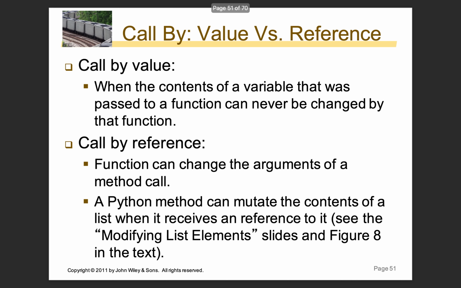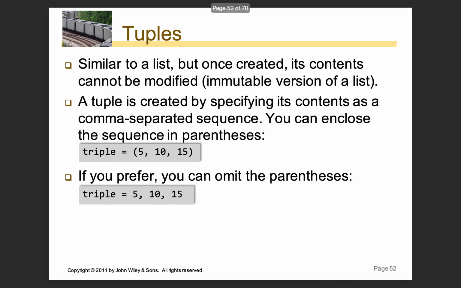So maybe we're reaching the end-ish of lists. There's one or two more things that we need to talk about with lists, but we're going to introduce a new data type right at the very end called tuples. A tuple is quite similar to a list. However, once it's created, its contents cannot be modified. It is immutable. So it's an immutable version of a list.